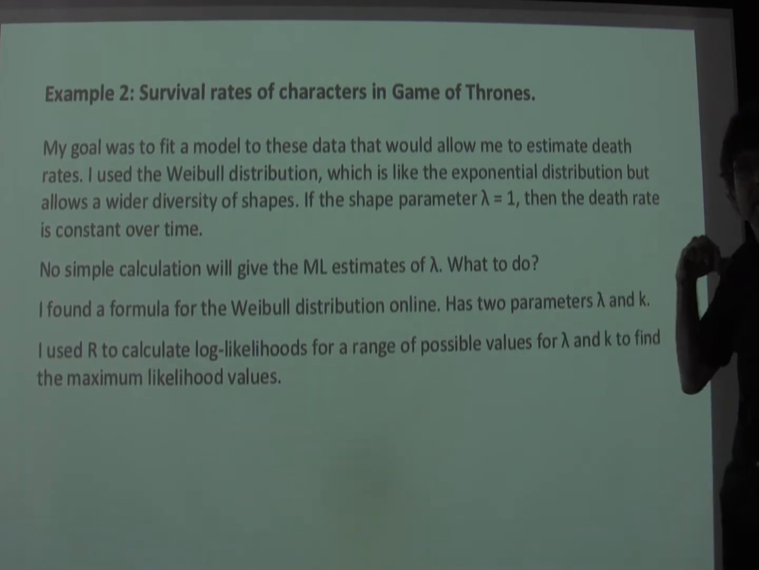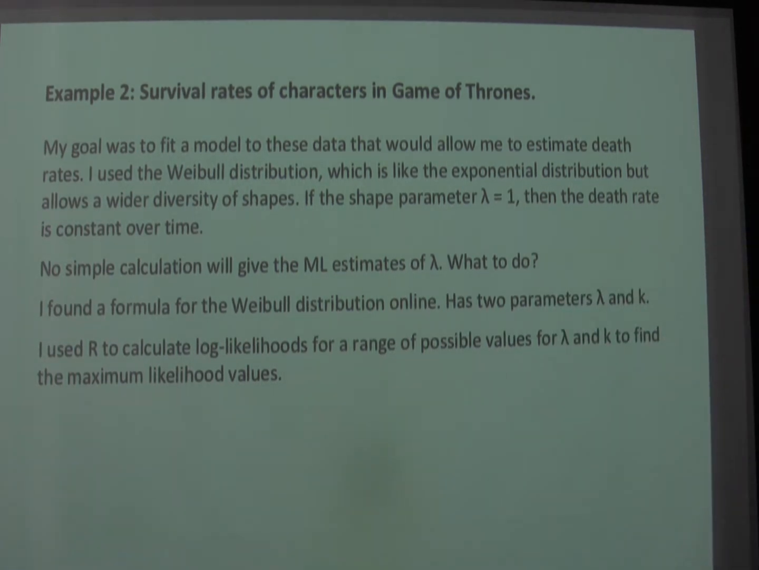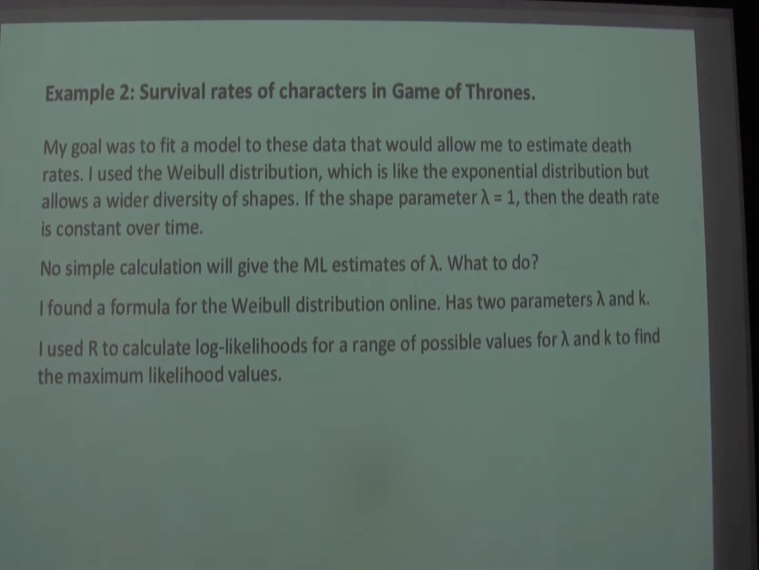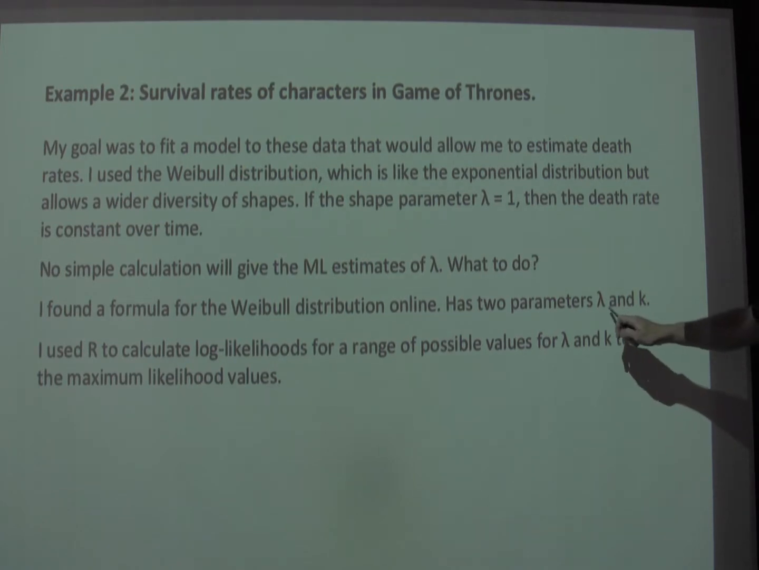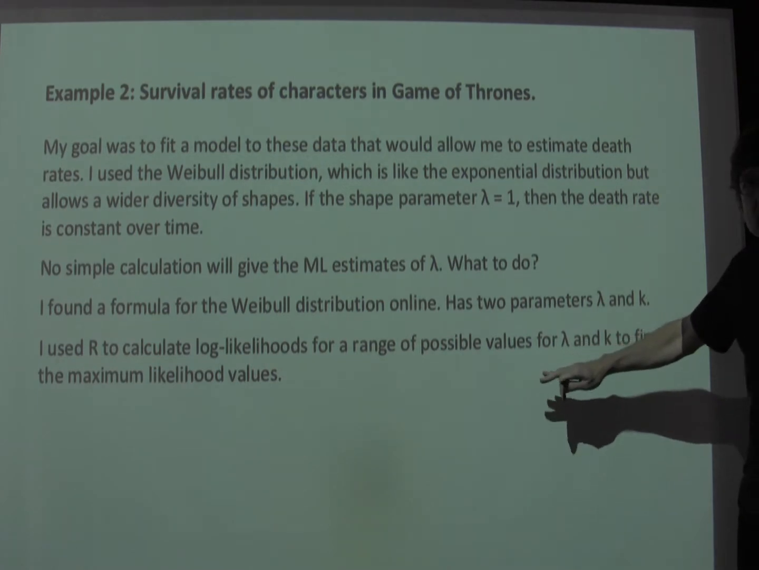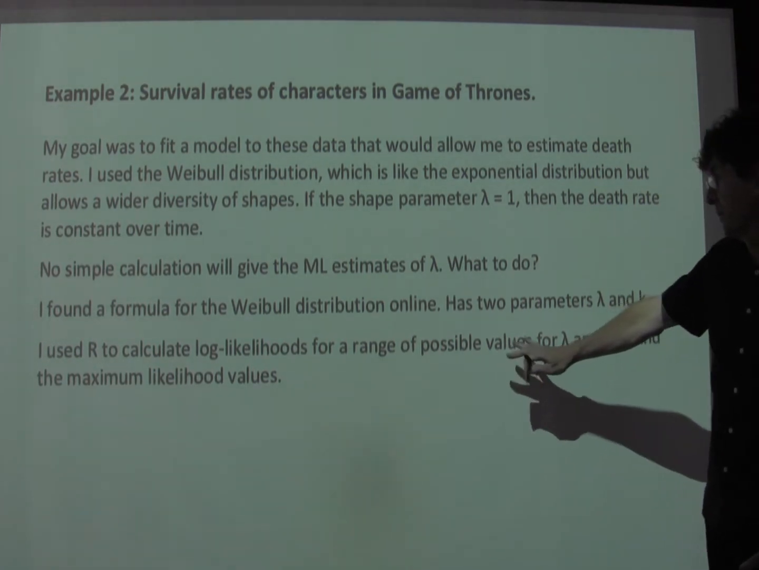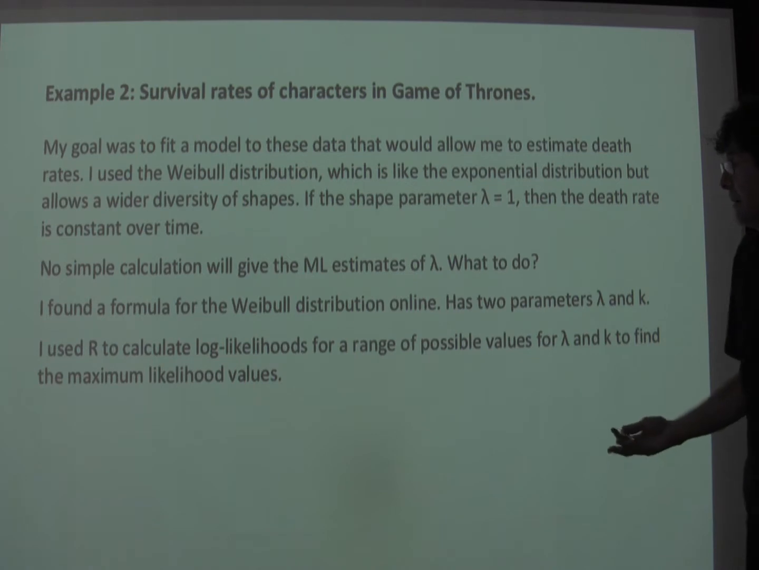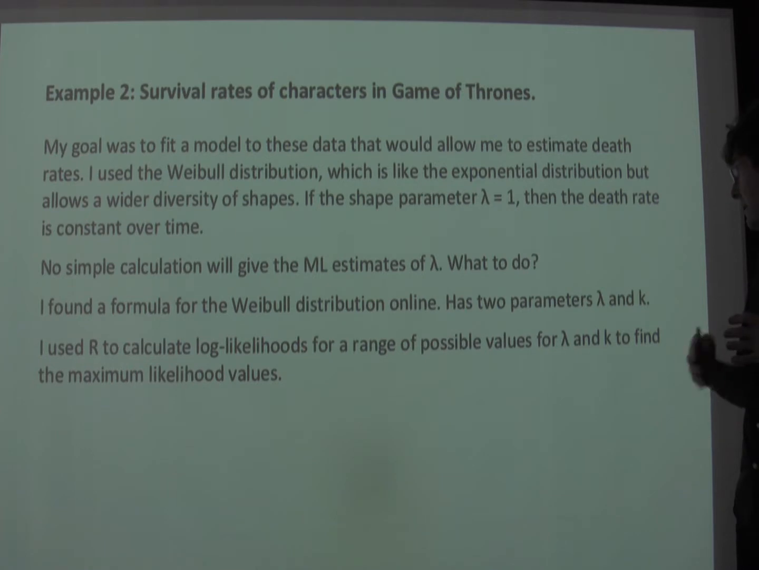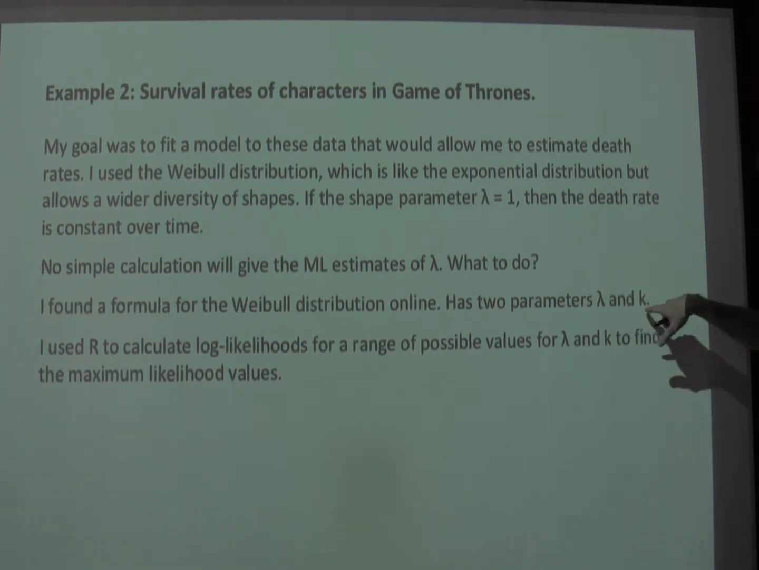Again, no simple calculation will give you the maximum likelihood estimate for this. I'm no mathematician. I didn't know the Weibull distribution, but I found it on Wikipedia, which is actually pretty good for finding probability distributions. It has 2 parameters, lambda and k. And what I did is the same brute force approach that I showed you with the wasp and butterfly example, where I just fit the data with a whole variety of values for lambda and k, and then asked, well, what's the best?